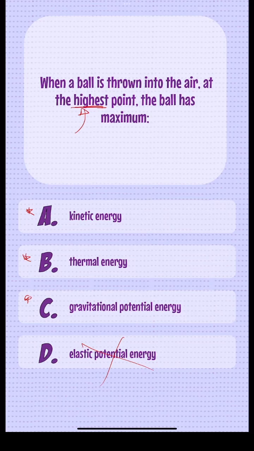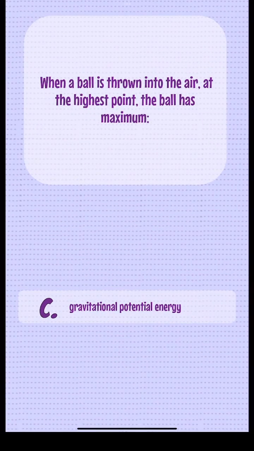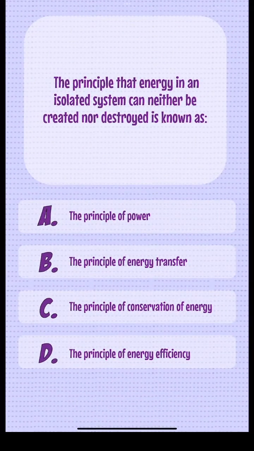Which one is it? When a ball is at the highest point. Highest is the key word here. It tells us it's to do with height. Which one is to do with height? There we go. Now people are getting it. Yes, it's C. Gravitational potential energy. So yeah, guys, I think this is the last question.